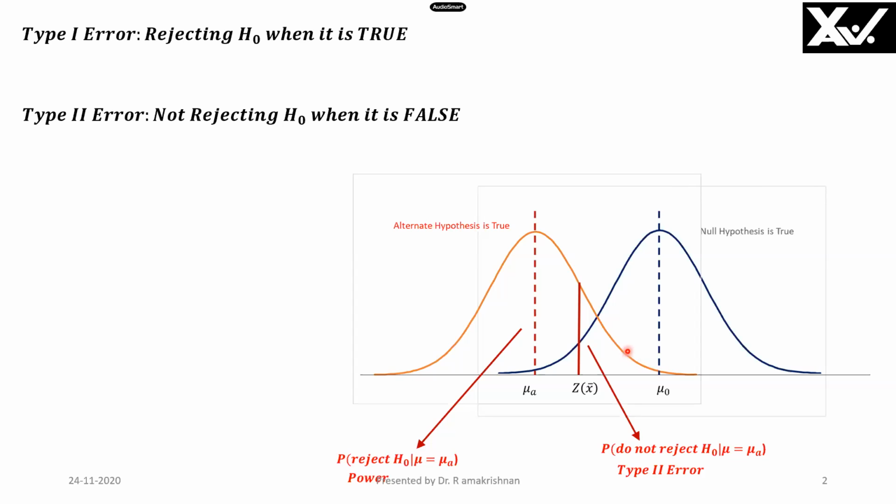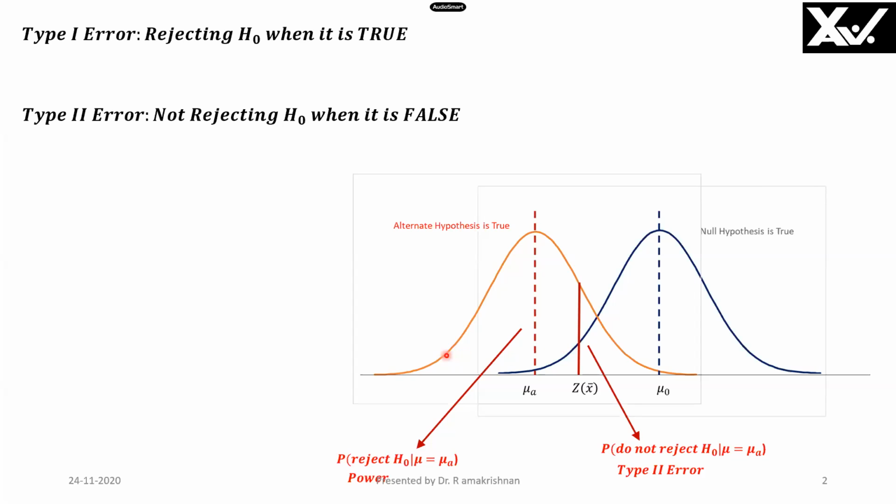Understand? But if this happens to be false, then we should not take this curve. Then what is the correct curve? This red curve is the correct curve because the mean is here, the alternate mean we have taken. And in this area, we are not rejecting the null hypothesis when it is false. Because this is under this curve, this is to be rejected because this is false. But we are saying that we are not rejecting the null hypothesis. Therefore, this is called an error, type 2 error.